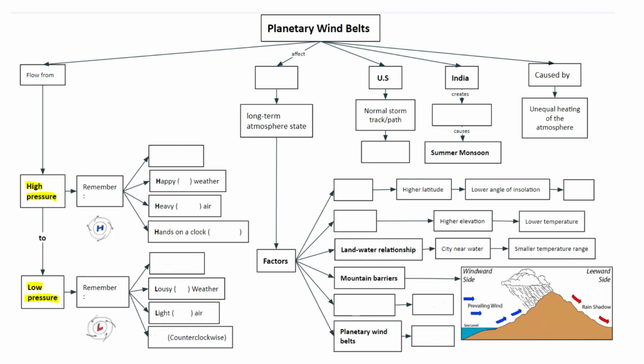Take out your note packet. I believe this is the second page of your note packet, and write this down. Planetary wind belts, meaning the winds, the major winds.